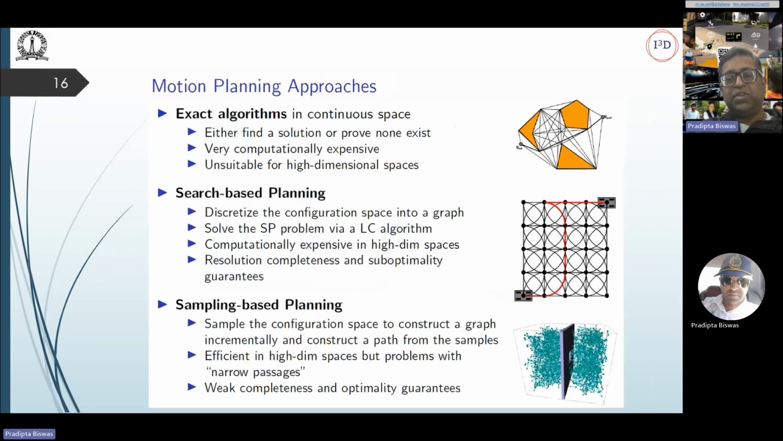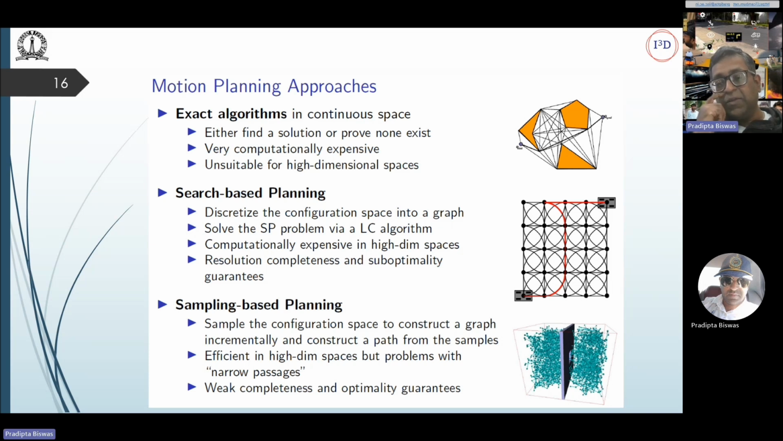Now there are three main approaches to motion planning. One is the exact algorithm, which I am showing you in pictures, and we will try to do in the next class. In the exact algorithm, we define the configuration space, represent all obstacles and robot linkage structure, etc., in this configuration space, and then we solve the problem.